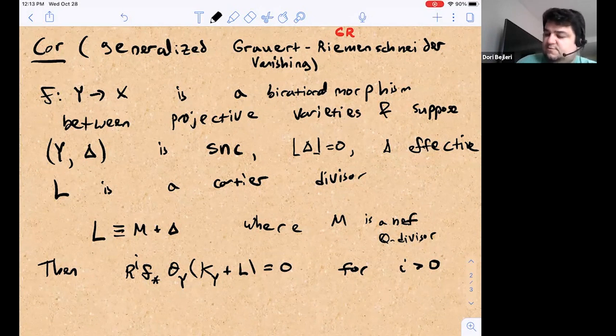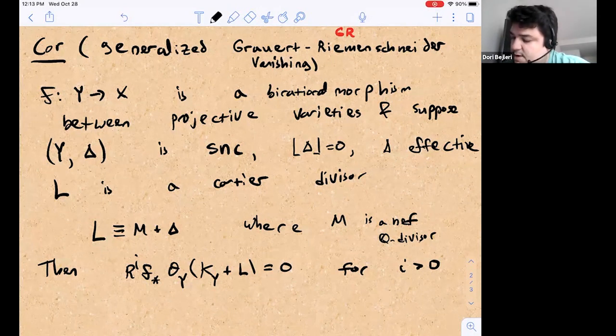Later in the class, we'll prove Kawamata-Viehweg vanishing for KLT pairs, and that'll give us a version of this that looks very similar, but where M needs to be big and Nef, but Y doesn't have to be smooth, basically. So the trade-off here is if you allow Y to be smooth, then you can weaken the conditions on M.